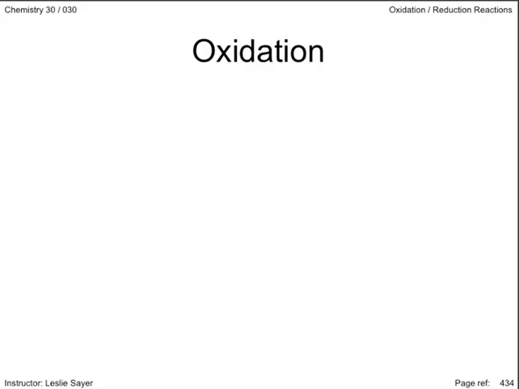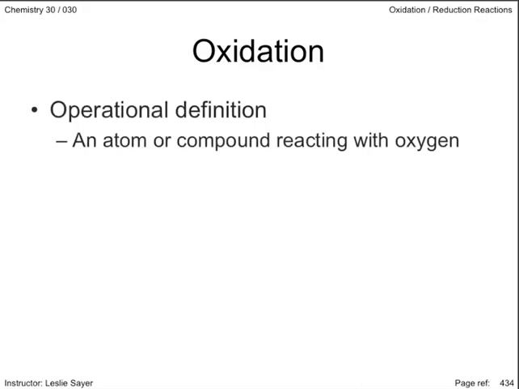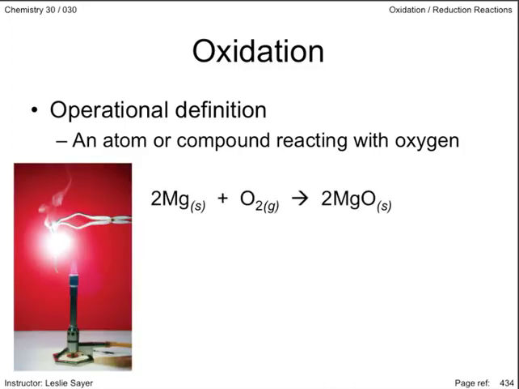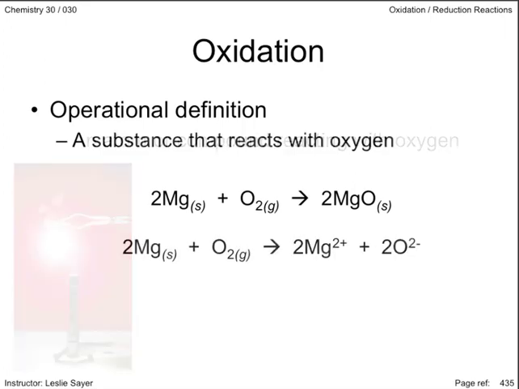Chemists originally defined oxidation as any chemical reaction with molecular oxygen. An operational definition describes what something does. Magnesium burns very brightly, and the product of this reaction is magnesium oxide. Turning the equation into an ionic equation, it's easy to see how it is the movement of electrons that have influenced this reaction. The magnesium metal has lost 2 electrons to become the magnesium ion.